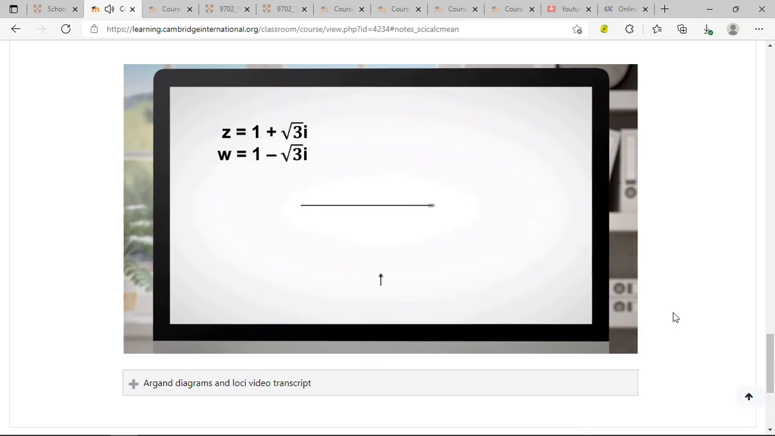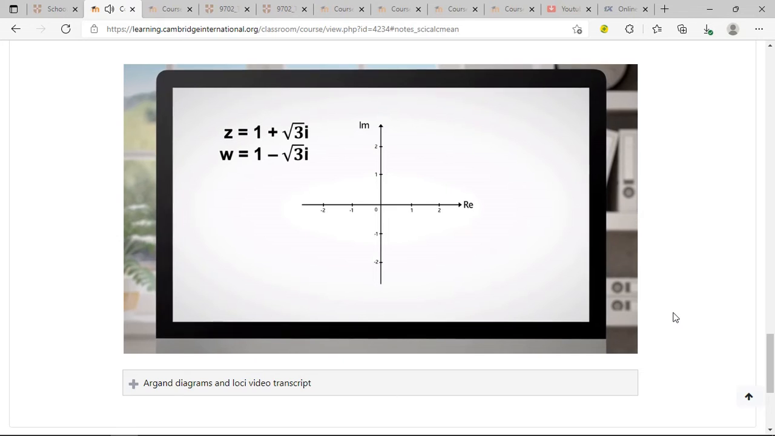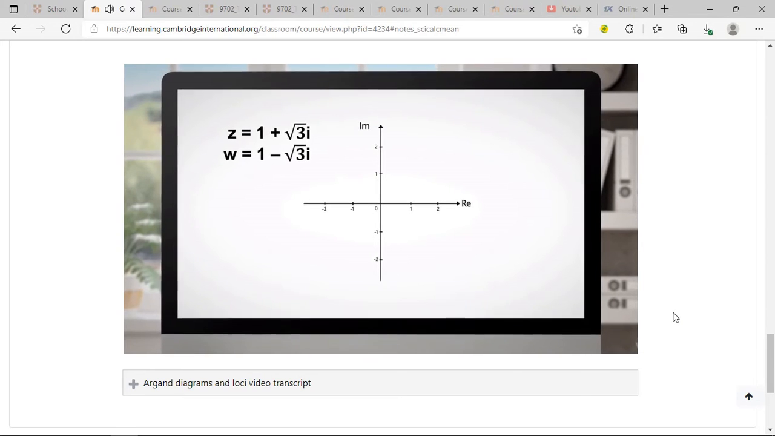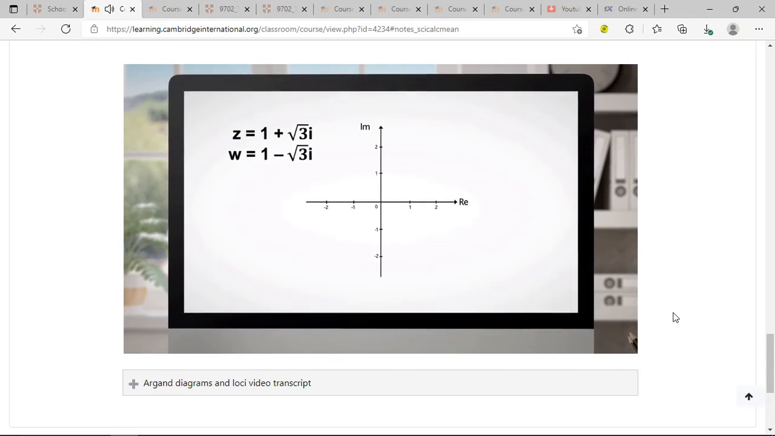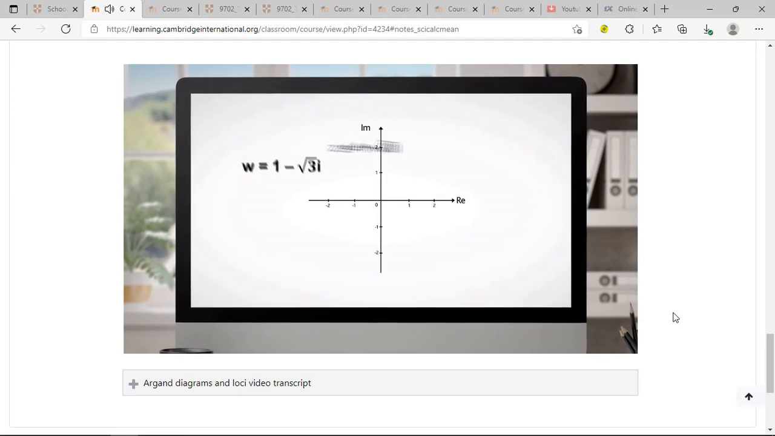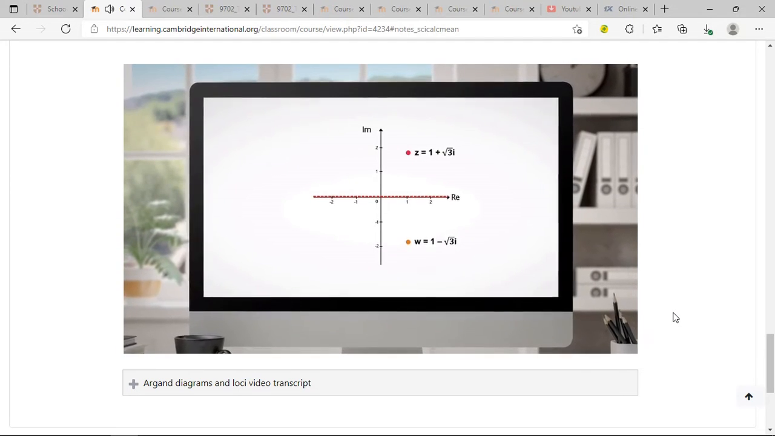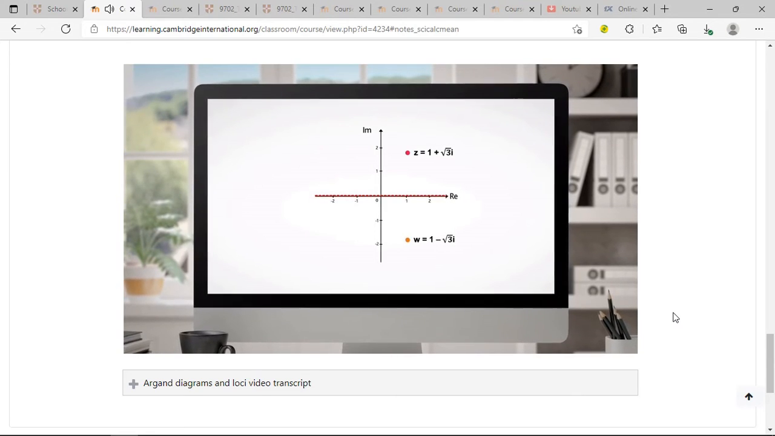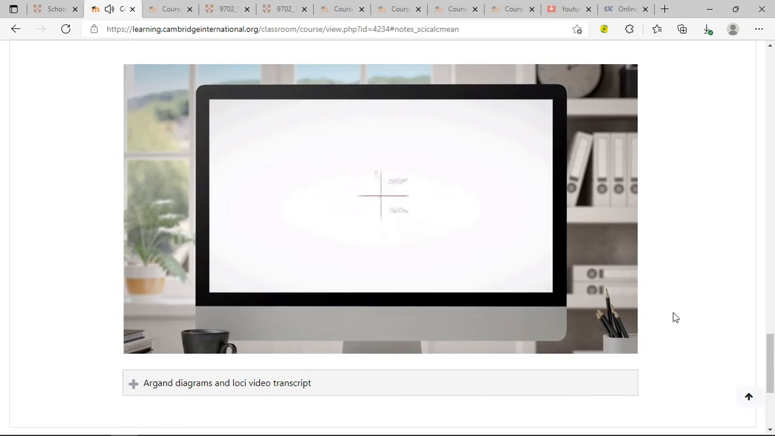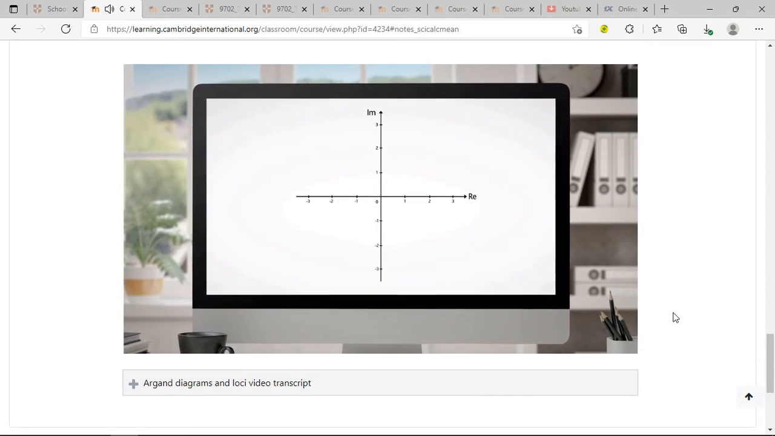It's helpful to plot complex numbers on an Argand diagram because this helps you understand the geometrical relationships between them. For example, if you plot z and w, you can immediately see that the complex conjugates are reflections of each other in the real axis. Adding and subtracting complex numbers works just like adding and subtracting vectors.